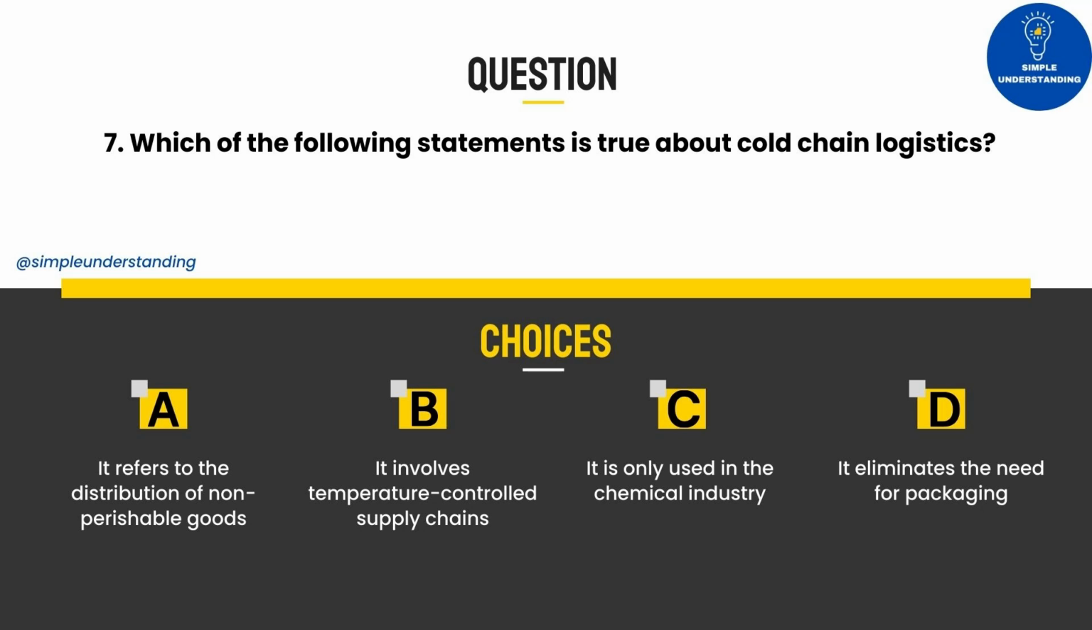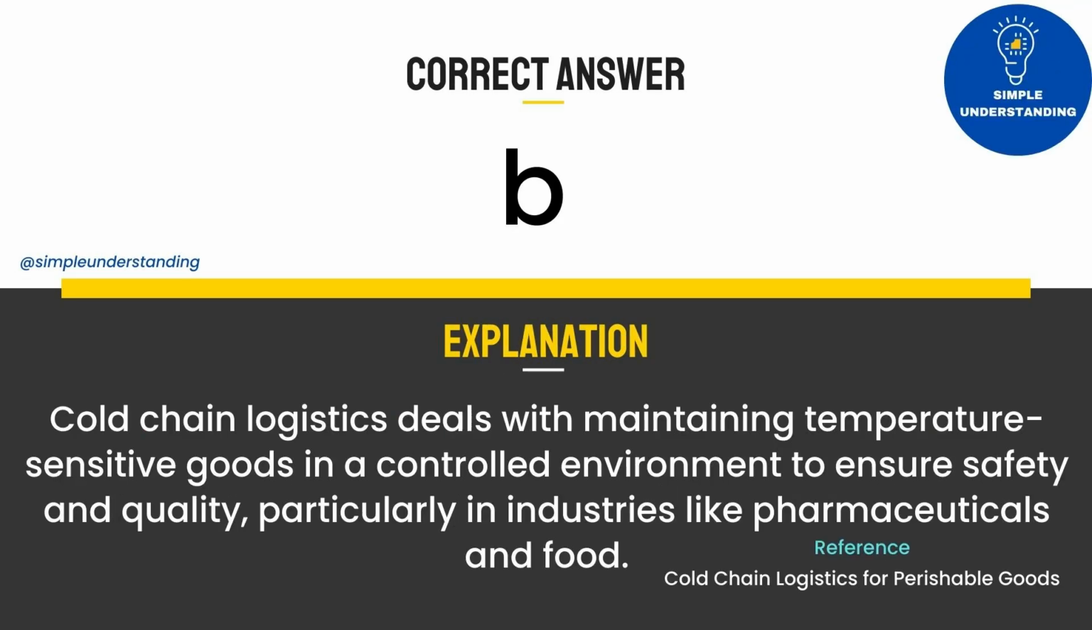7. Which of the following statements is true about cold chain logistics? A. It refers to the distribution of non-perishable goods. B. It involves temperature-controlled supply chains. C. It is only used in the chemical industry. D. It eliminates the need for packaging. Answer B. Overall explanation: Cold chain logistics deals with maintaining temperature-sensitive goods in a controlled environment to ensure safety and quality, particularly in industries like pharmaceuticals and food.